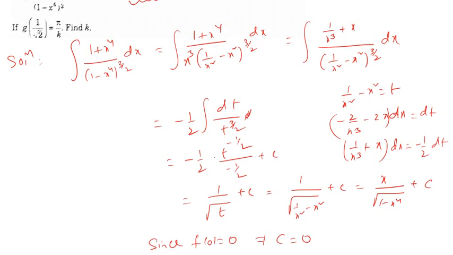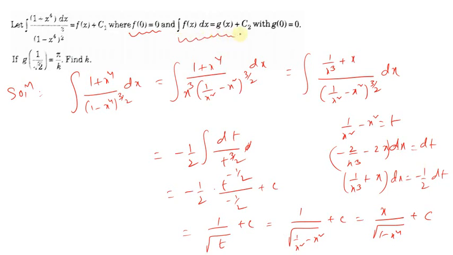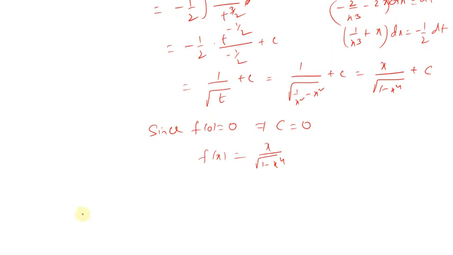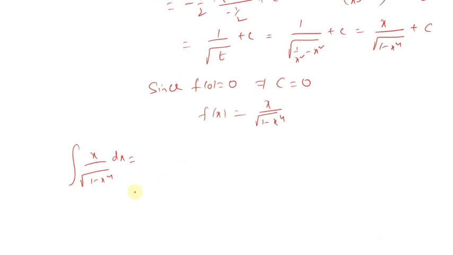Now, you have to calculate the integration one more time. Integration of f of x dx is equal to g of x plus c2. So, the integration of x by square root of 1 minus x power 4 dx. x is nothing but the derivative of x square, and x square is involved here. So let me keep x square equal to p, once again by substitution. So 2x dx is equal to dp. So x dx is equal to 1 by 2 into dp.